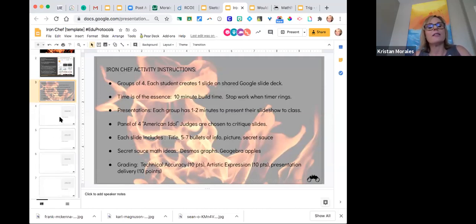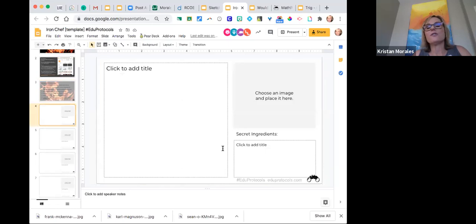And the thing about Iron Chef is they always had a secret sauce. The secret sauce is for your fast finishers. So you would ask students to create a picture here, an image, and then write about it, or solve the math problem. And what I like to use for secret sauce is I give them a link to a GeoGebra activity or a GeoGebra applet and say, how could you extend that topic, right?